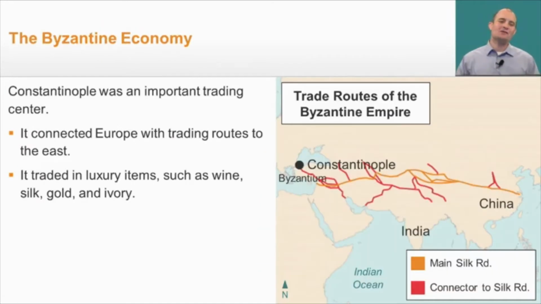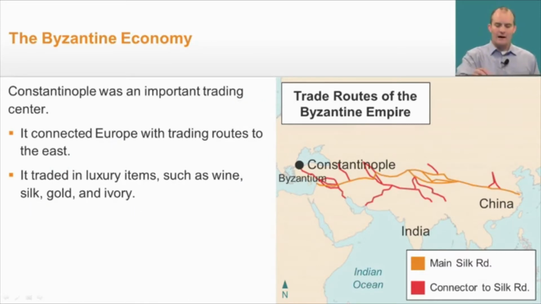In addition to strong leadership, the Byzantine economy really helped and contributed to the rise of the Byzantine Empire. The way that it helped was that Constantinople was an important trading center. And it was an important trading center because it connected Europe to the various trading routes to the east. They traded in many luxury items such as wine, silk, gold, and ivory.